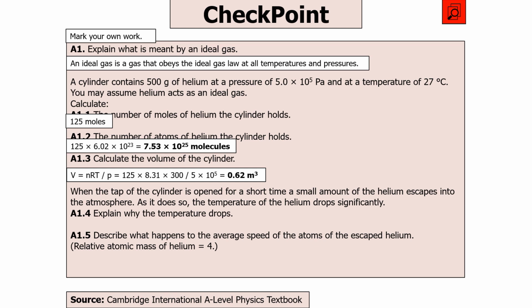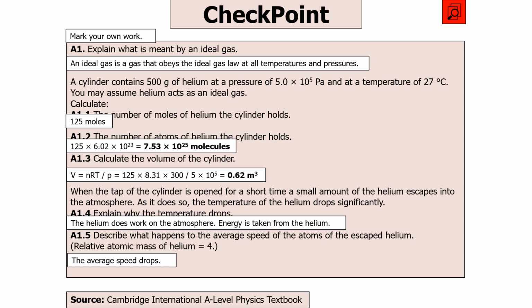The temperature drops because the helium does work on the atmosphere as it expands into the atmosphere, so energy is taken from the helium as it expands out, so therefore its temperature will drop. Remember that work is done when it compresses and work is done out of it when it expands, and as the temperature goes down, the kinetic energy goes down, so the average speed of the particles will drop.